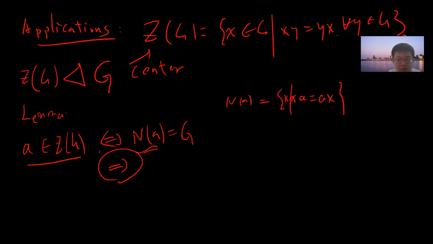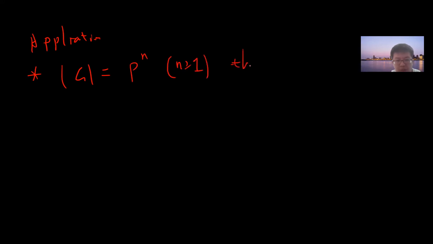Okay, so once we have this observation, let's talk about a real application. This application is a famous result. If your group is of prime power order, p to the n where n is greater than or equal to 1, then the center of G cannot be trivial. Basically, the center of G cannot be only the identity. That means there should be another element which commutes with all of G.